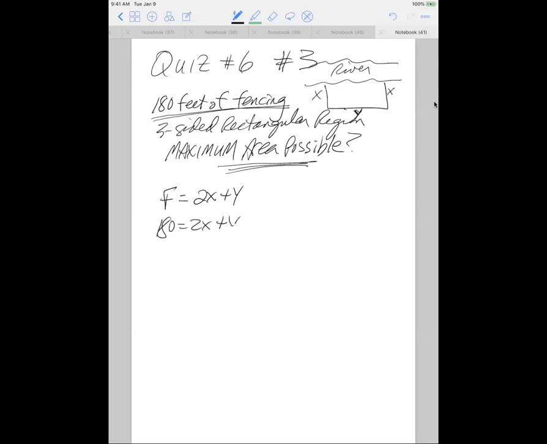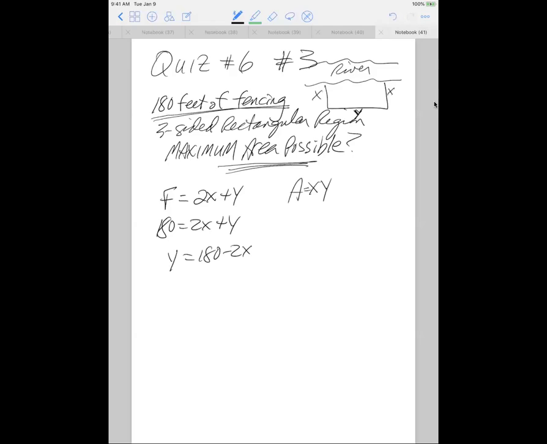In these optimization problems, remember that for one of the equations you're given the information. The other one you need to optimize, either maximize or minimize. So the second equation is the area. We've got to maximize the area. For this rectangle, the area is length times width, which in our case is x times y. Now solve for one of the variables in the other equation, where you're told there's 180 feet. Solve for y. We subtract the 2x and get y equals 180 minus 2x.